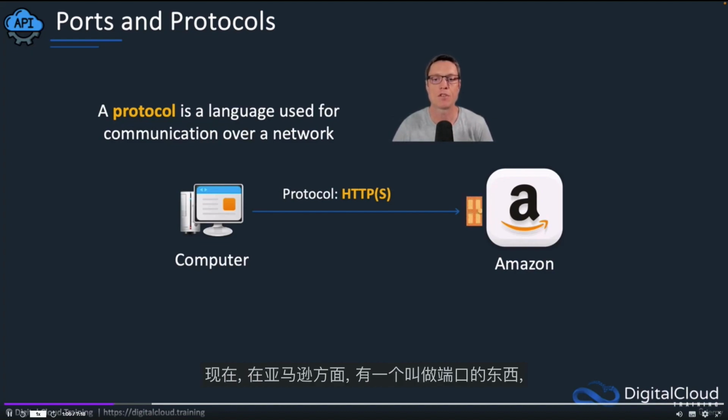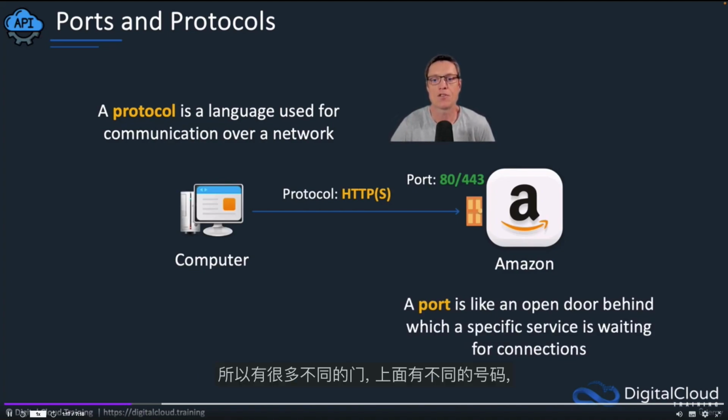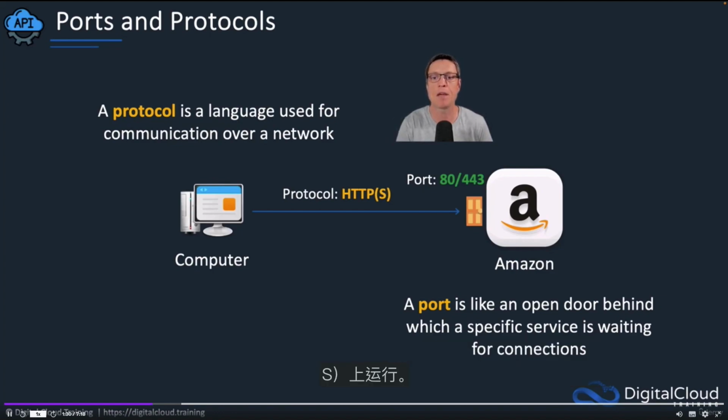Now, on the Amazon side, there's something called a port. And the port is going to listen for incoming connections. So I often refer to it as a door behind which a service is running. So there's lots of different doors with different numbers on them, just like in the hotel. And behind each of those doors is a service. So in this case, there's a web service. And web services run on port 80 for HTTP and port 443 for HTTPS when we have encrypted connections. So these are common ports.